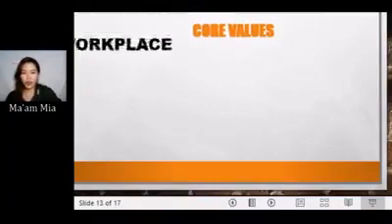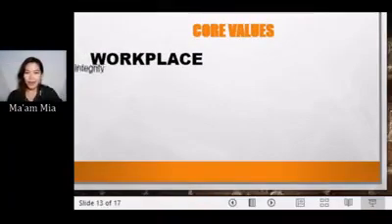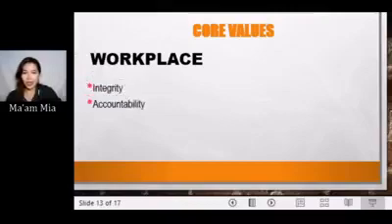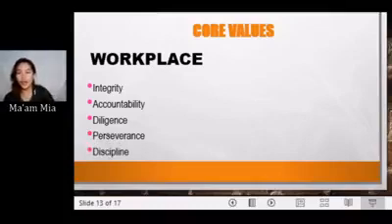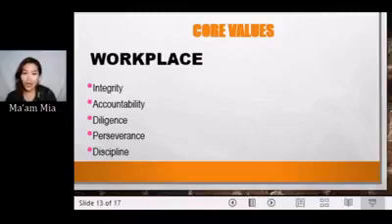Next is we have core values. So, we have here integrity, accountability, diligence, perseverance, and discipline. So, ito daw yung mga basic core values that we should have kapag nasa workplace kayo. Integrity, syempre, hindi porket walang nakatingin, hindi ka na gagawa ng tama. Isa yan sa pinakamahirap, di ba? Yung makapulot ka nga lang ng 500, lilingon-lingon ka na kung sino may-ari. Pag sinabing integrity, kahit walang nakatingin, you still do what is right.